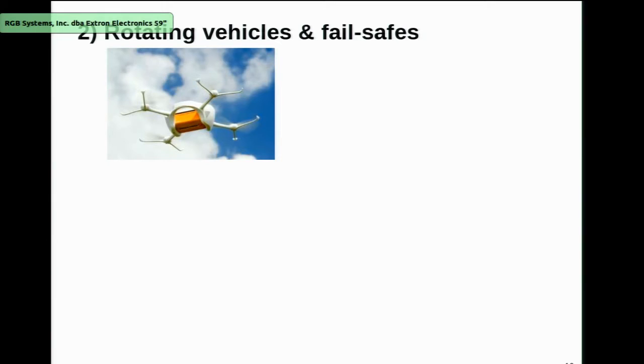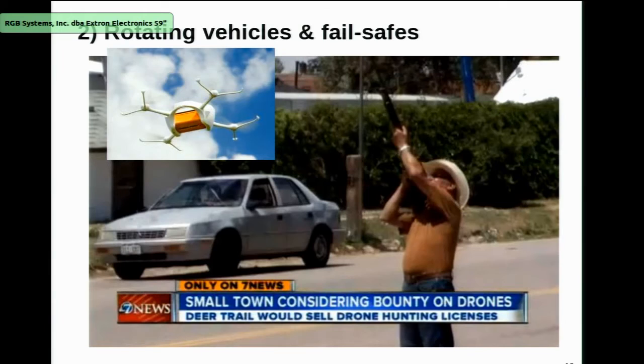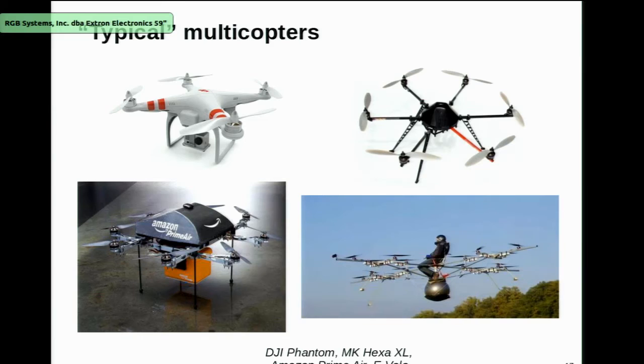Amazon is telling us pretty soon these things are going to be everywhere. They're going to deliver our packages. Now, clearly, this comes with danger as well. So one concern is what happens with these vehicles when the unexpected occurs, when there is a failure, when someone shoots you. And one typical engineering approach to dealing with this is to add redundancy.